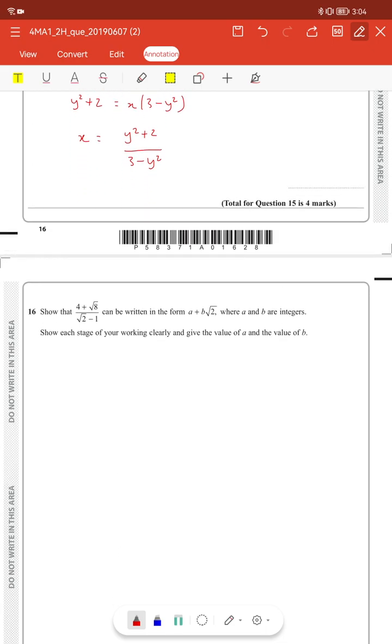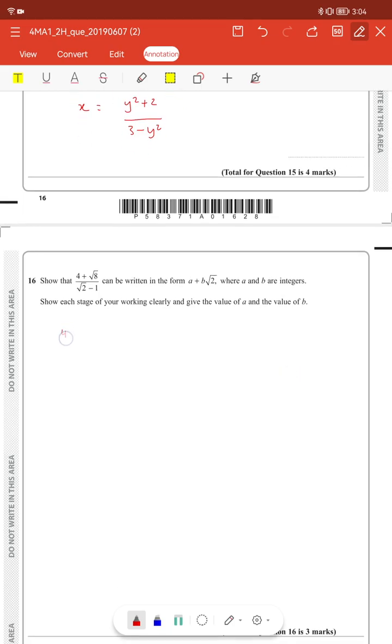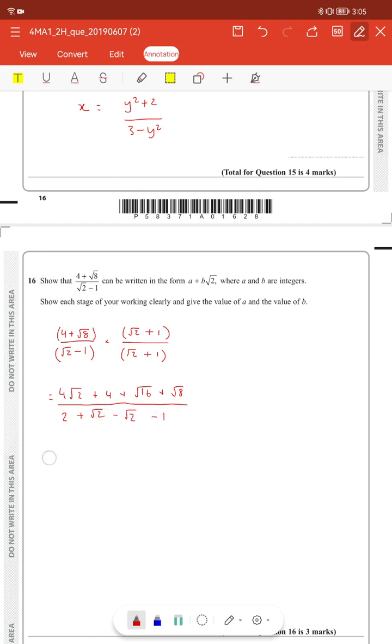Show that 4 plus root 8 over root 2 minus 1 can be written in this form. Well, we have to rationalize the denominator first, which means multiplying the top and the bottom by root 2 plus 1. And what we're going to get, if we multiply out the numerators, is 4 root 2 plus 4 plus root 16 plus root 8, all over 2 plus root 2 minus root 2 minus 1.